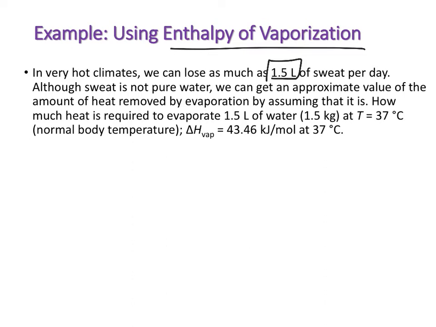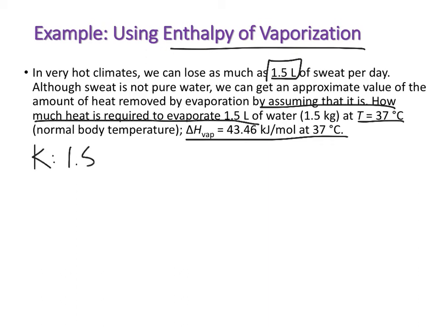So we are starting off with 1.5 liters of water and we're looking for how much heat is required to evaporate that. So we have this temperature, we have this heat of vaporization that tells us that it requires 43.46 kilojoules per mole at 37 degrees to evaporate 1 mole of water. So we need to find a plan, right? Because our known is 1.5 liters and our unknown is how much heat, right? So we need to devise a plan first of how to convert this, and then we can go from there.